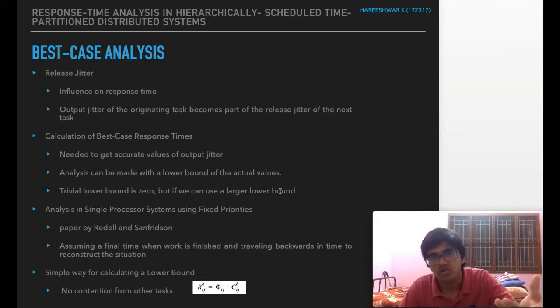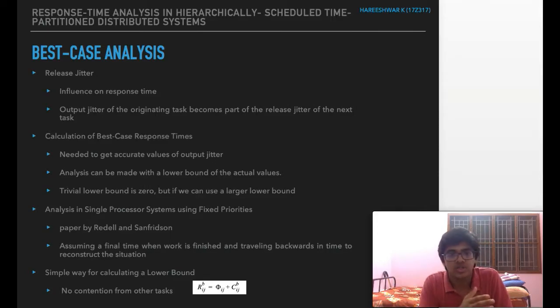It can be 0, but we can also use a larger lower bound, which will just result in the worst case analysis yielding a tighter value. So we can go with a simple lower bound value, which can also be calculated. One of the ideas proposed for the best case analysis was to do it in a single processor system using fixed priorities for all tasks, which was proposed by Redell and Sanfridson in their research paper. This is where we assume a certain final time when the work is finished, and we travel backwards in time to reconstruct the scenario which leads to the best case.